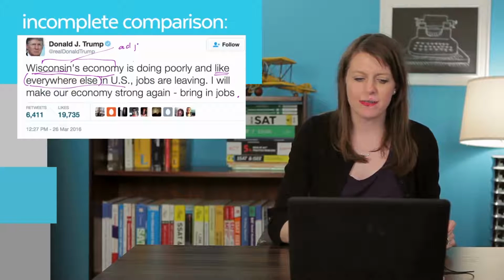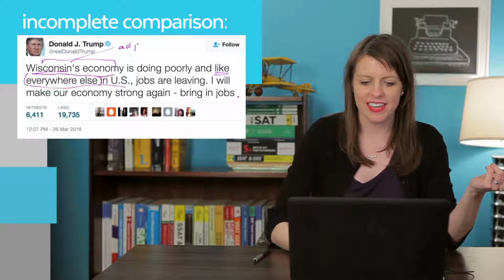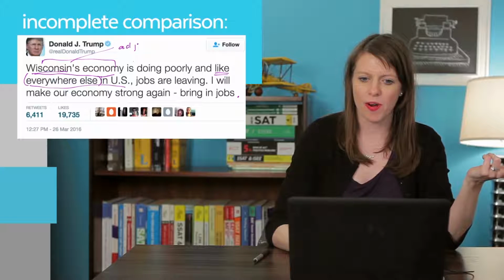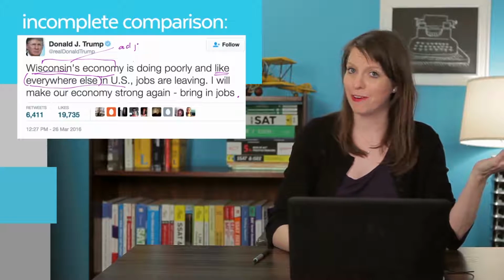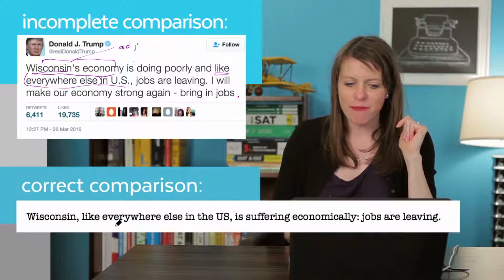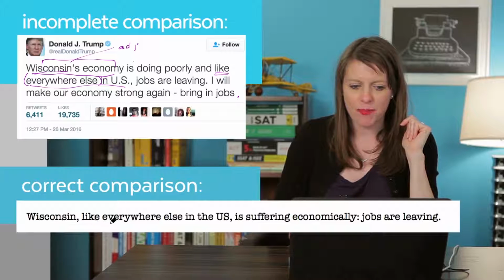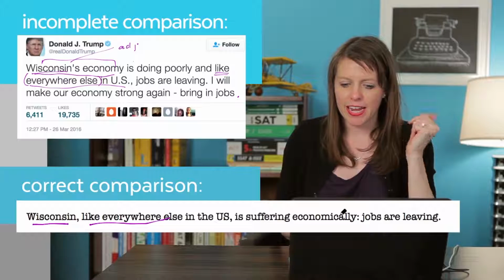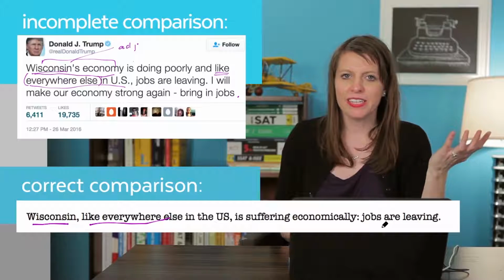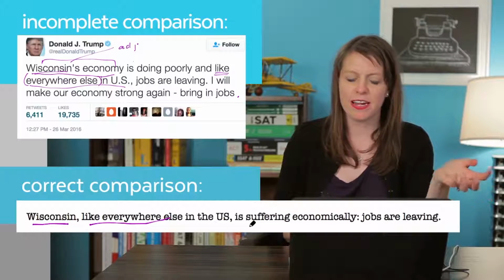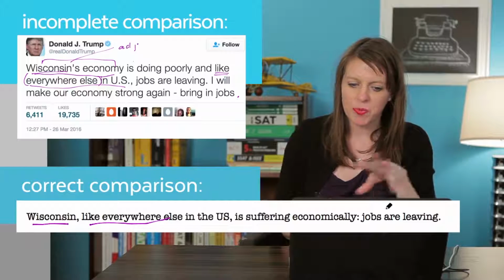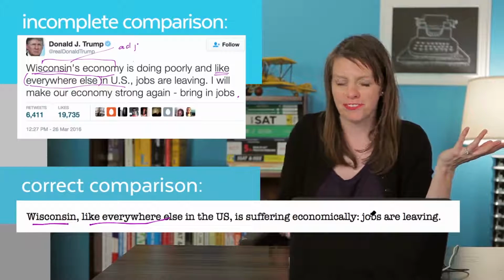So I'm gonna correct this sentence. I'm gonna give us a few options of ways that Donald could have said this in a more eloquent or grammatically correct manner. We could say Wisconsin, like everywhere else in the US, is suffering economically, jobs are leaving. So you see how I'm comparing the place to the place. So here's my evidence that it's suffering economically. I've correctly subordinated all this information and it's logical, right?